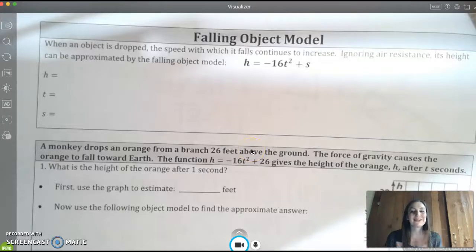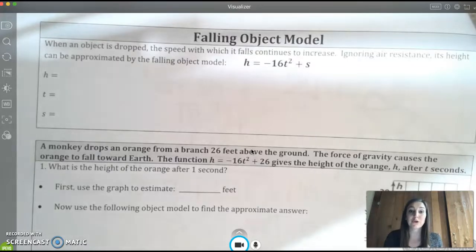Hey guys, so today we are going to put all of the different things about quadratics that we've talked about the last couple weeks into some application problems. So we're going to talk about what happens when an object falls. I want you to pause the video after I explain this. You're going to do a little experiment.